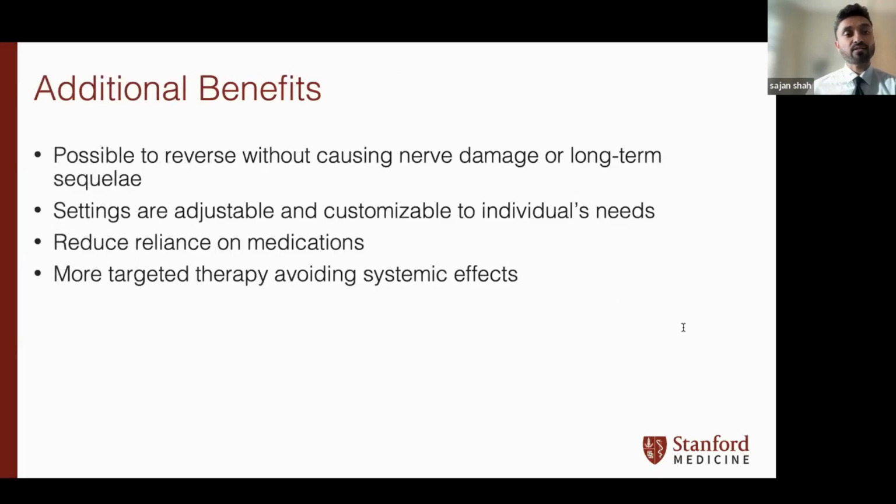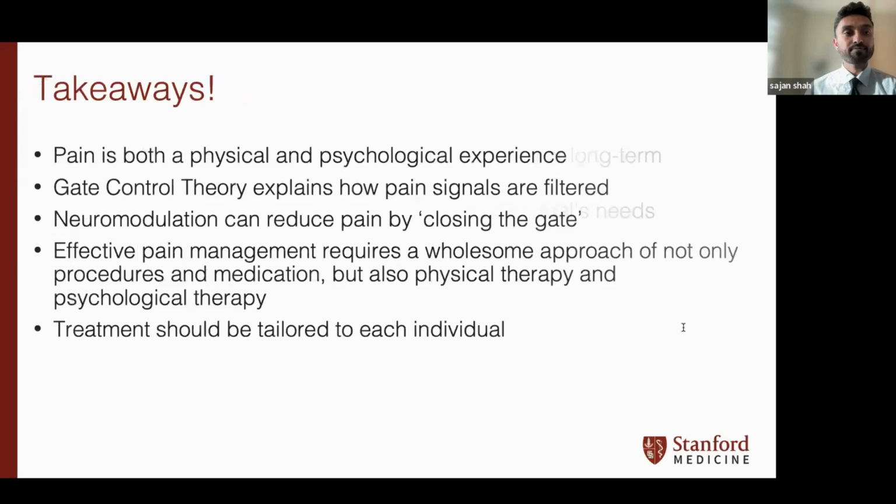Additional benefits, again, it's able to be reversed without causing nerve damage or long-term problems. But sometimes it can have an issue with taking it out. But that's usually not the case. The settings are also adjustable and customizable to a patient's individual needs, not just population needs. And it reduces your reliance on medications and provides a more targeted therapy, avoiding the side effects that often are due to techniques that affect the entire body.